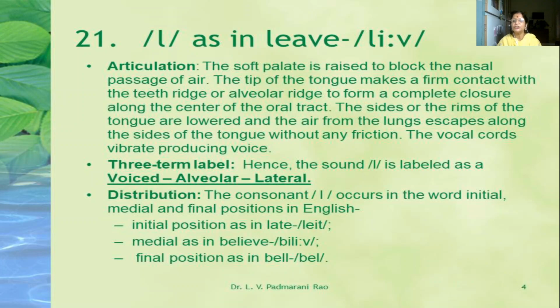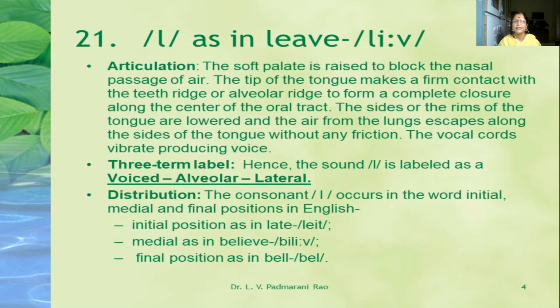During the articulation of the l sound, l as in leave, the soft palate is raised to block the nasal passage of air. The tip of the tongue makes a contact with the teeth ridge and the alveolar ridge to form a complete closure along the center of the oral tract. The sides or the rims of the tongue are lowered and the air from the lungs escapes along the sides of the tongue without having any friction.